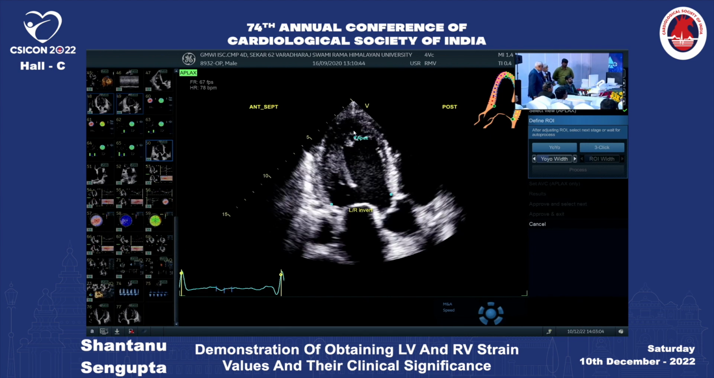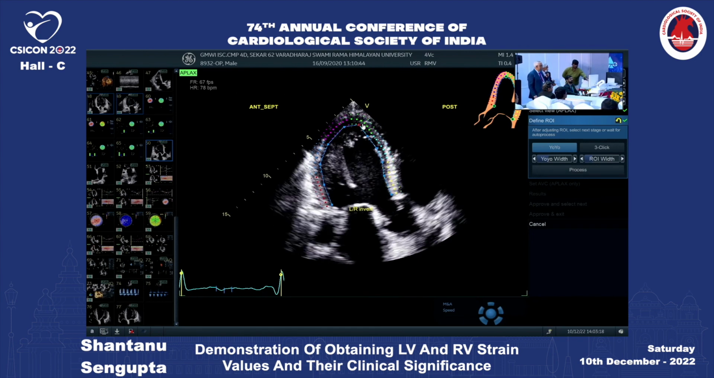The apex is not here. The apex is somewhere here. And then once you get it, you can always adjust. And the other thing is the region of interest should not include the pericardium. The parietal pericardium should not be included. The brightest line should not be included in the region of interest.